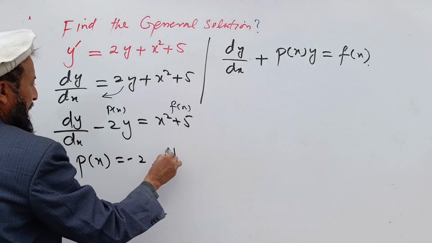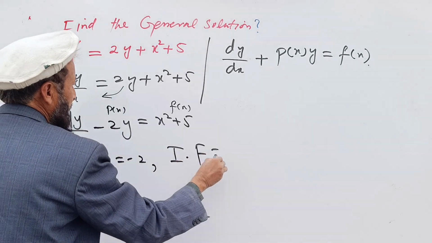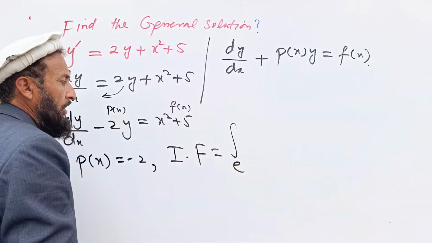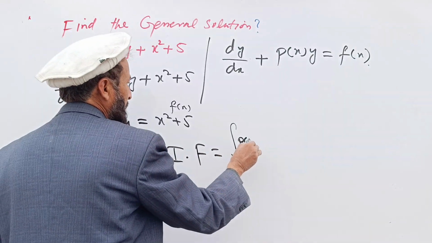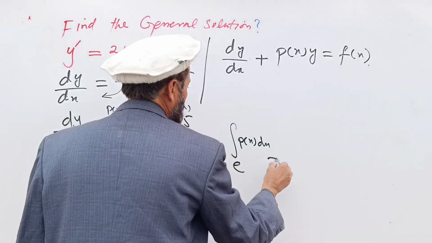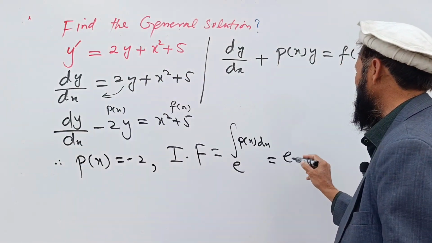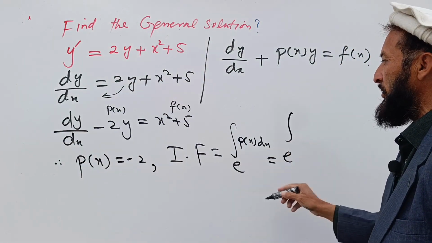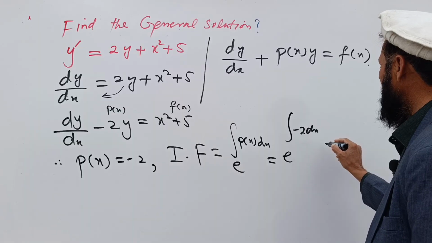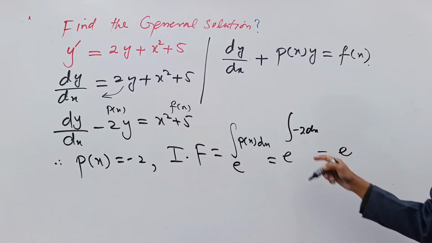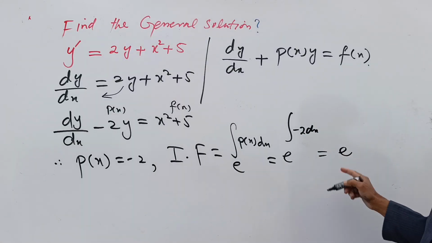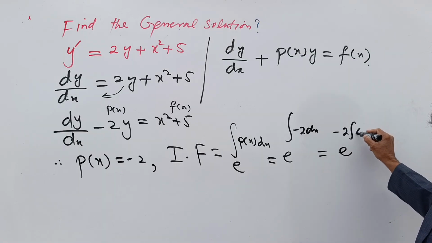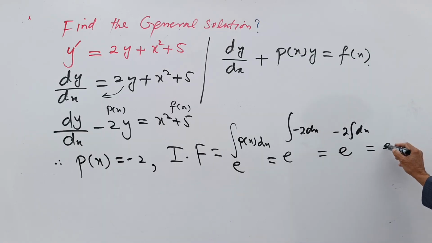Now we are finding the integrating factor. Integrating factor is equal to e exponent of integration of p of x dx. So how can we calculate this? e exponent of integration of minus 2 dx. Now we take this constant outside the integration, so we get dx, and we get e exponent of minus 2x, so the integration and the exponent cancel each other.